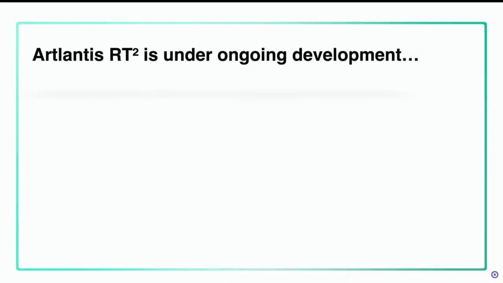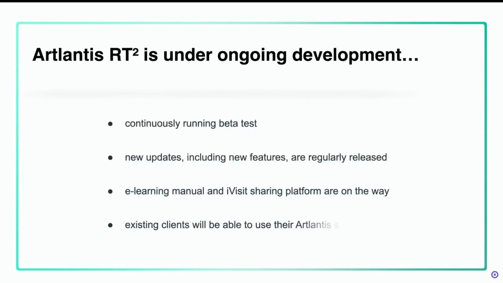Artlantis is under ongoing development. It means that we always develop something to provide you. As Ildiko explained to you before, we have a lot of things that are coming. We are always in a continuously running beta test. It means that we have new features right now that are being developed, and we're going to provide you in a few weeks, maybe months. It depends on which things we want to launch.